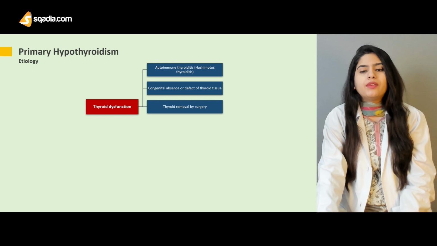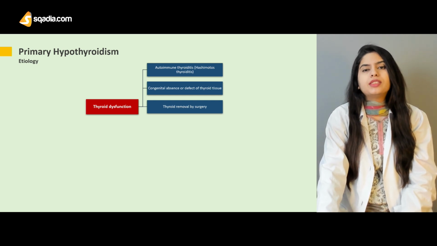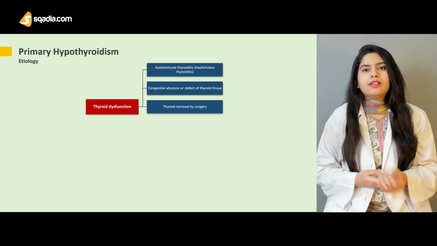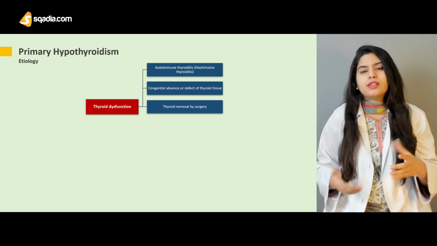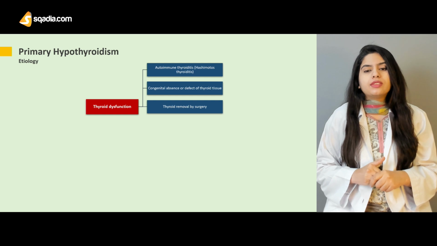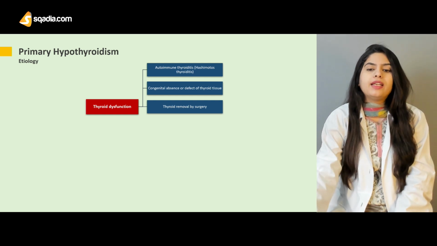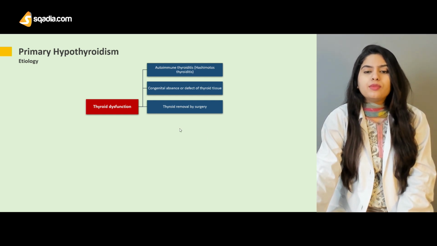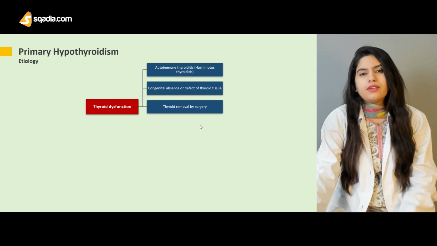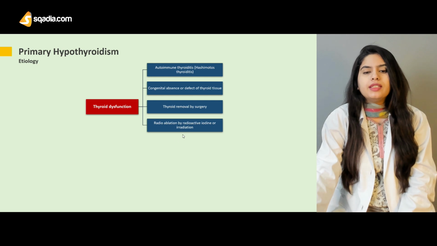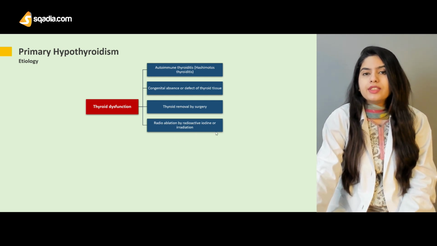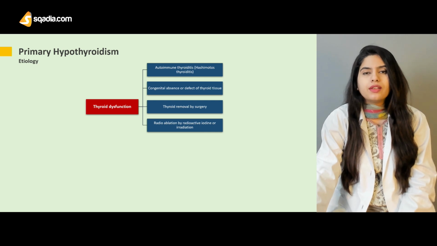Then there can be thyroid removal by surgery. There can be some prior disease that needs the removal of the thyroid gland, and because of this removal there is a decrease in the thyroid hormone and the patient is suffering from hypothyroidism. Then there can be radioablation by radioactive iodine or irradiation that can also be a reason for thyroid gland disease or hypothyroidism.